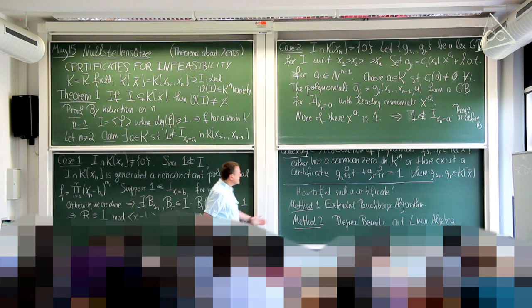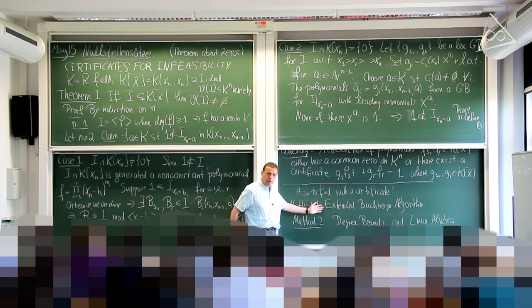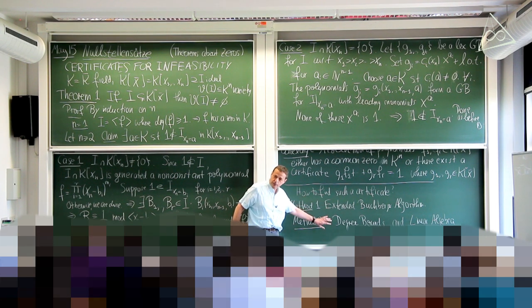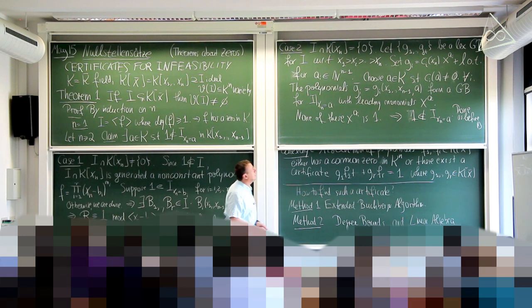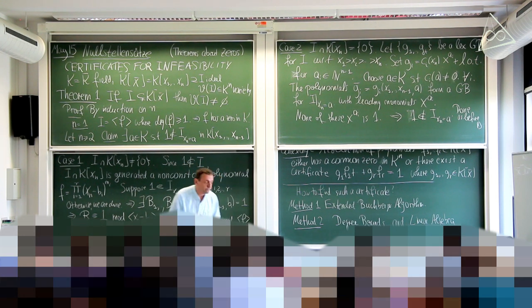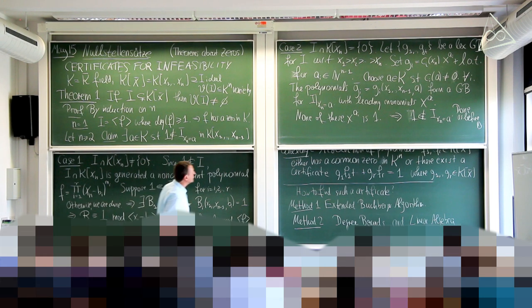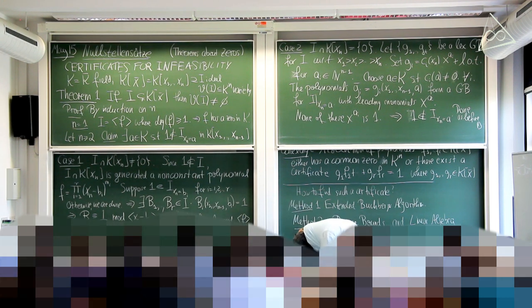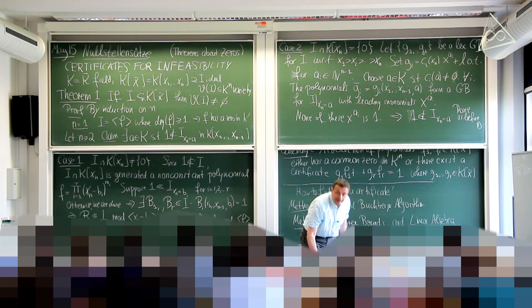And in some sense, the extended Buchberger algorithm solves this linear system of equations. This is one particular way of solving this linear system. But in order to apply this, you have to have a guess what degrees you would like to have. Okay. So here's some information about degree bounds. Okay. Any questions?